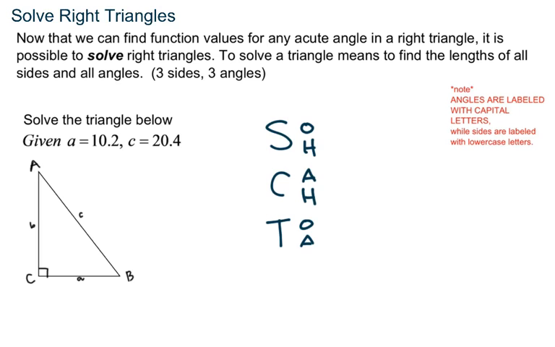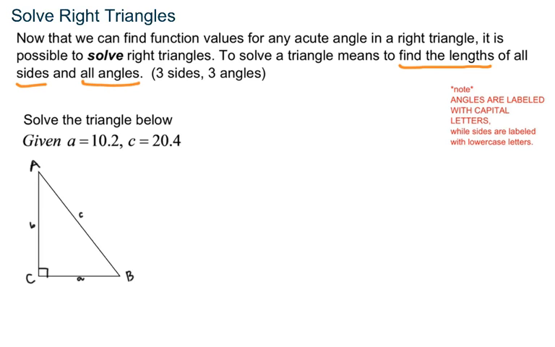So we've got that stored. We know it. We understand it. We can use it. Now we're going to talk about solving right triangles. And what solve means is we're going to find all three lengths of the sides as well as all three angles. So three sides and three angles. We have an important note here.